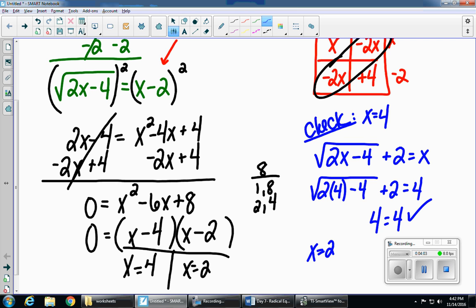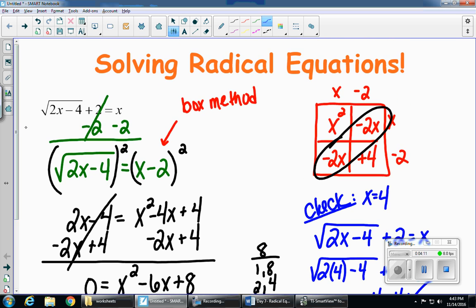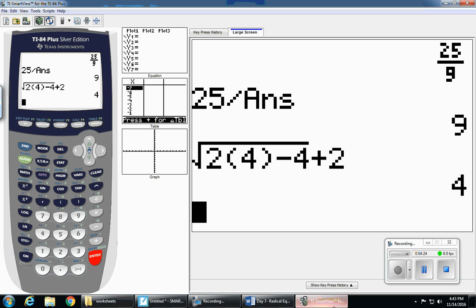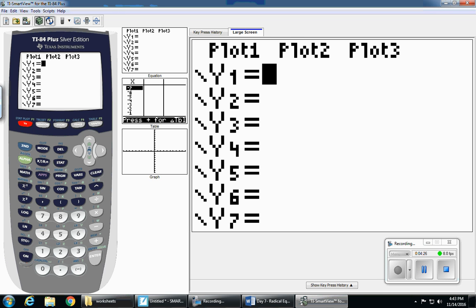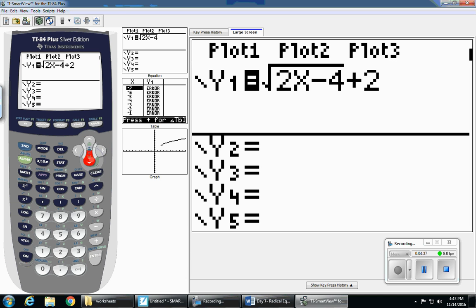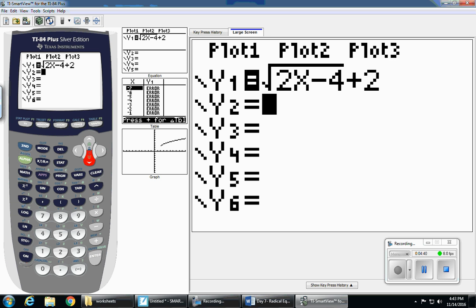But I want to show you the second way to check. And this way is actually probably going to be a little bit easier for you. So what we're going to do is go back to our original, and I'm going to take the left side and put it in y1 in my calculator. And I'm going to take the right side and put it in y2 in my calculator. So this time I'm going to go to the y equals. In y1, I'm putting in the square root of 2x minus 4. I'm going to hit the right arrow to come outside the radical, plus 2. That was the left side. And now the right side, I'm going to put in y2.